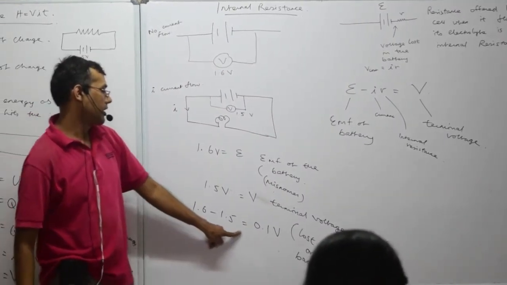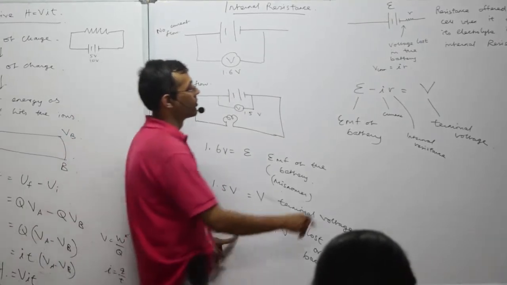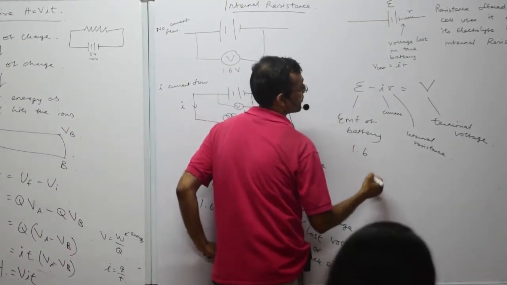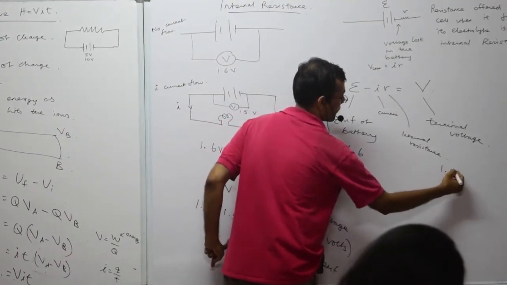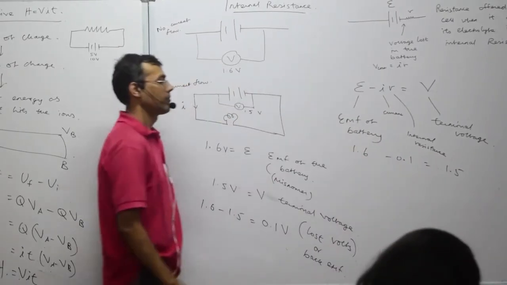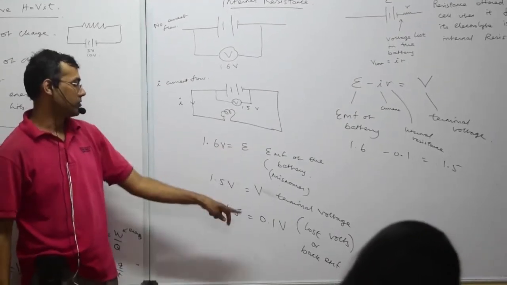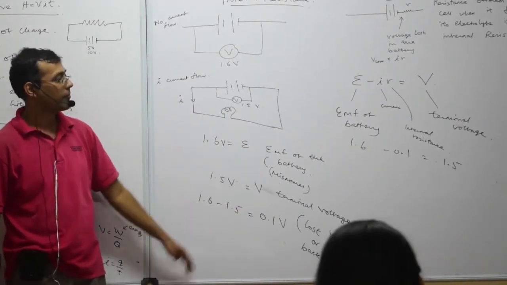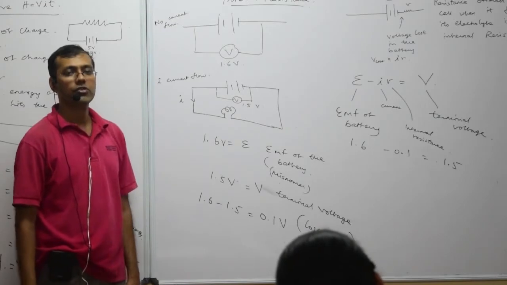Even though I have written it differently here, the EMF here was 1.6, the terminal voltage was 1.5, the lost volt was 0.1. I just brought it the other way around since we did the experiment in a different way. Any doubts in this?